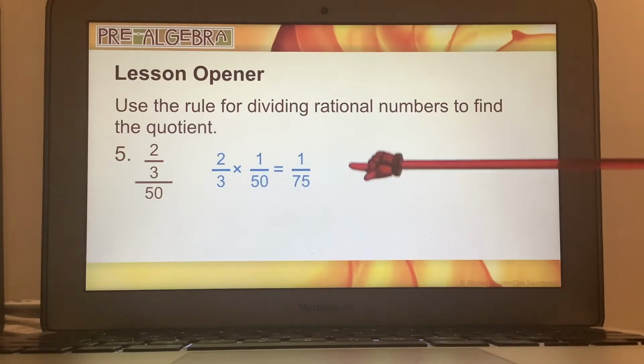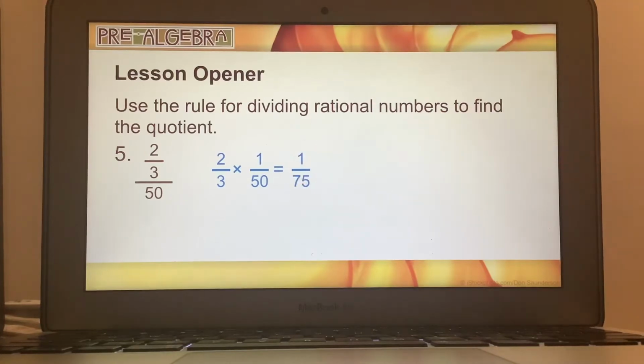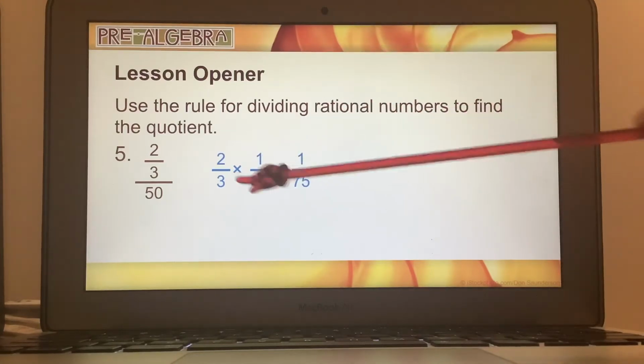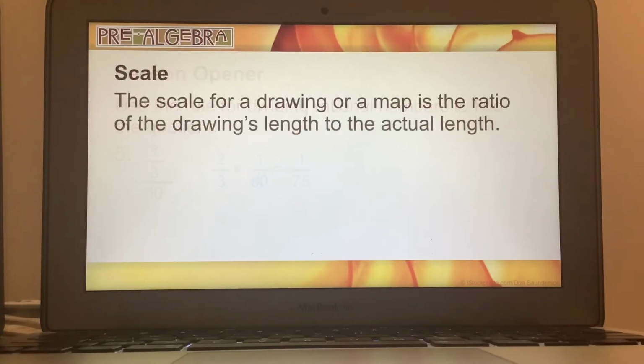And if we cross cancel here, you could factor out a 2 and then divide 50 by 2, and you have 1/3 times 1 over 25. And that is equal to 1 over 75 for your final answer. Now, we're going to take these two methods, proportions and fractions, and apply them to our scale drawings to calculate the actual distance from the scale drawings.